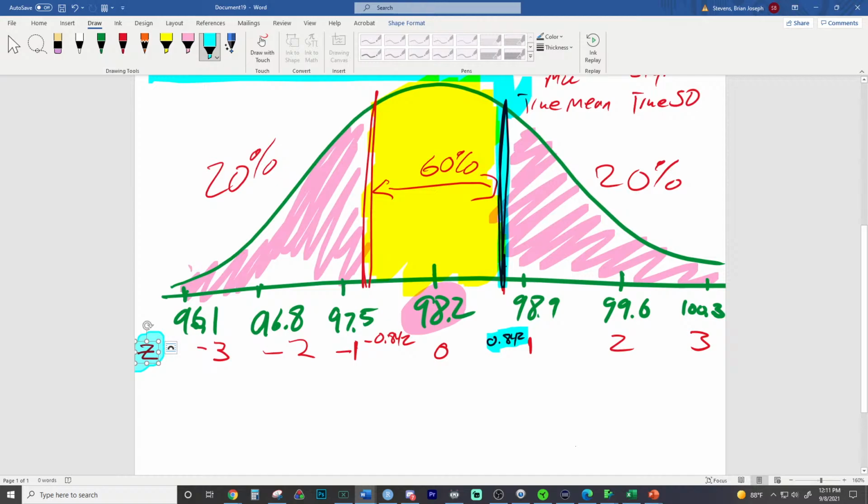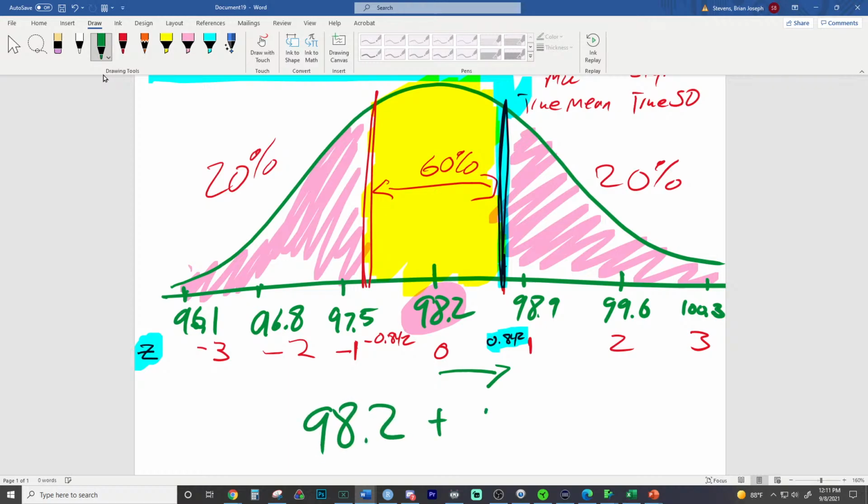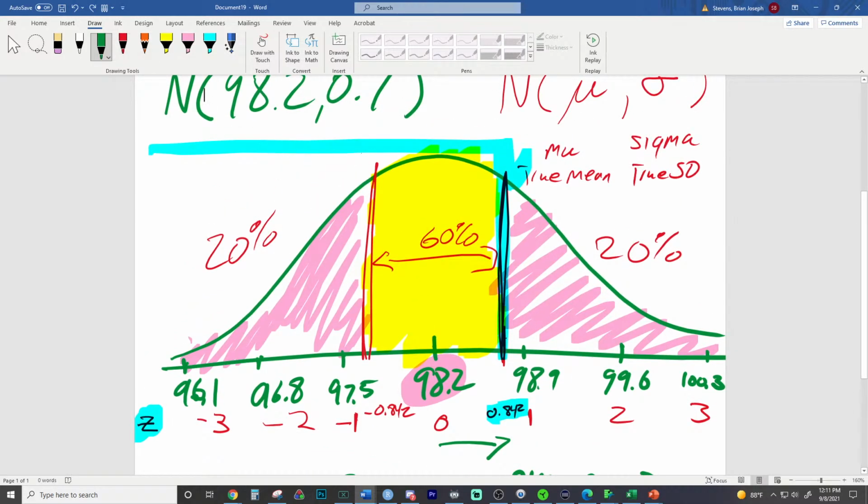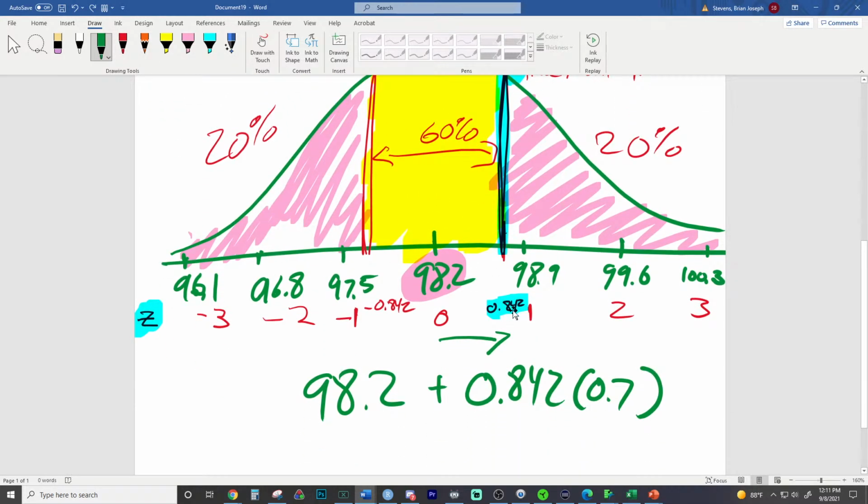Think about how we can write that out. If somebody here is 0.842 standard deviations above the mean, that means we need to take the mean, which is 98.2, and add to it 0.842 standard deviations. A standard deviation is going to be 0.7, because remember, those are the distances we were going up right here. So that's how far above the mean they are. So they have a z-score of this.